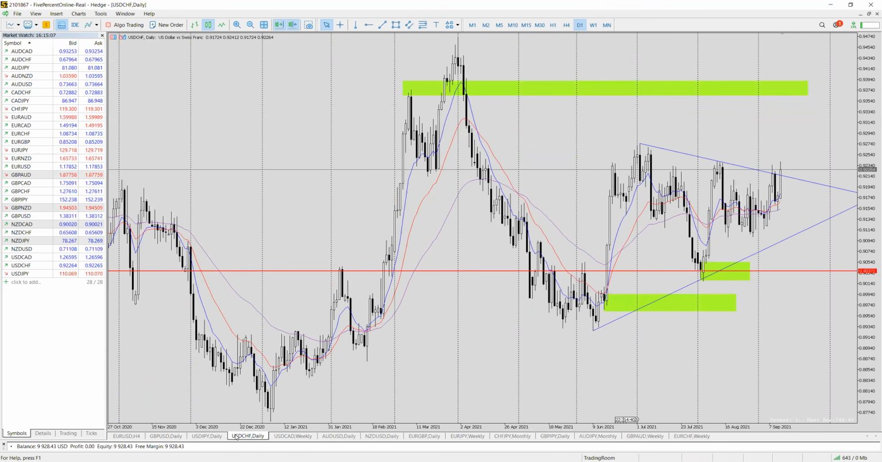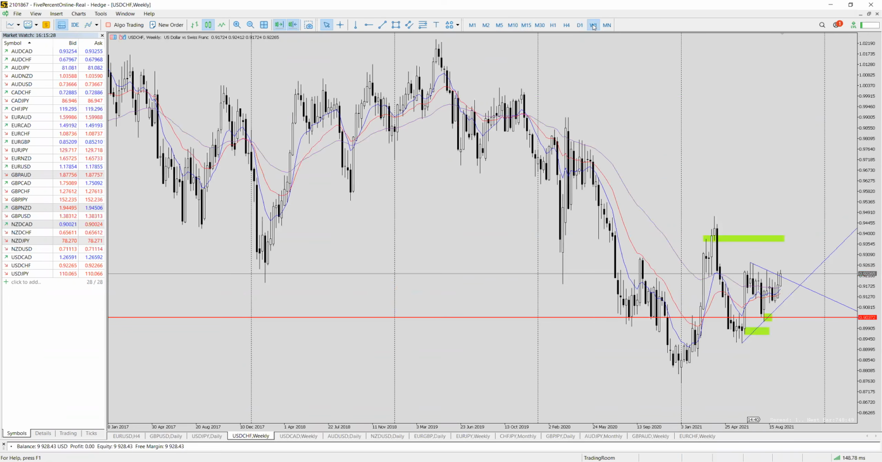So try to look for pairs with better direction, and we'll see a few of them in a minute, or a better trend. Dollar Swiss is interesting, actually. Looks like it could be breaking out of a triangle on the daily chart, and on the weekly chart as well, maybe. I don't know, maybe there's sort of a reverse Quasimodo, sort of like a crooked head and shoulders, but with a breakout.